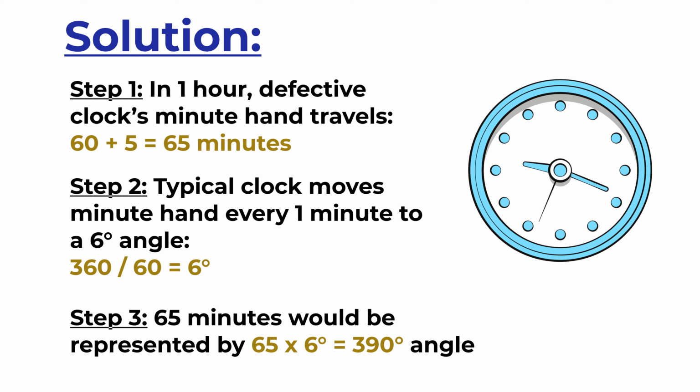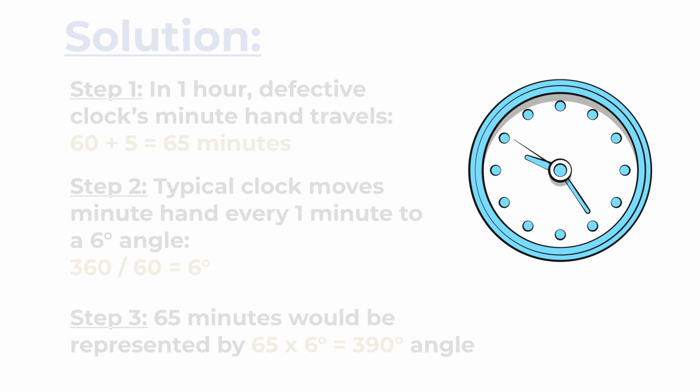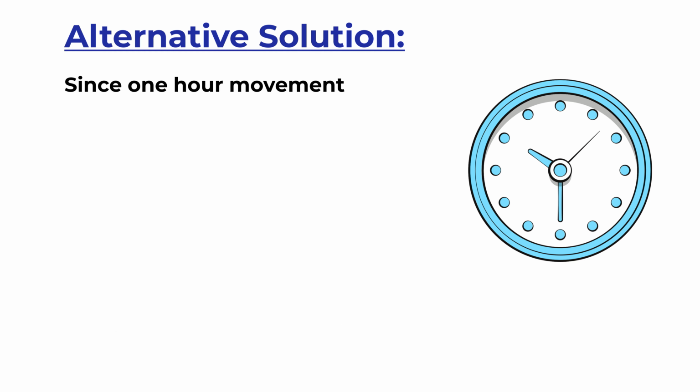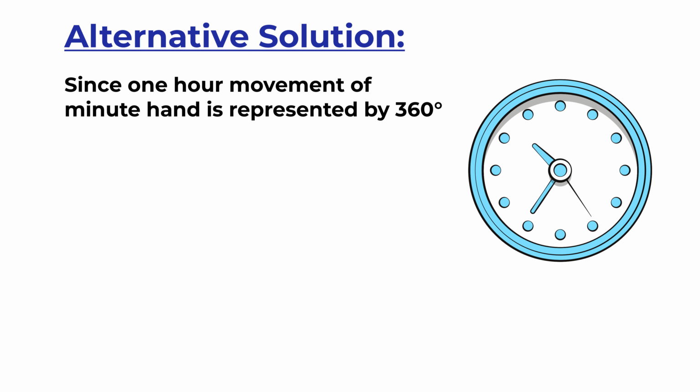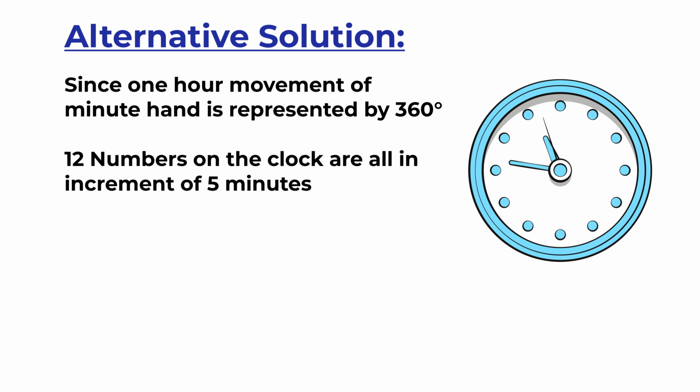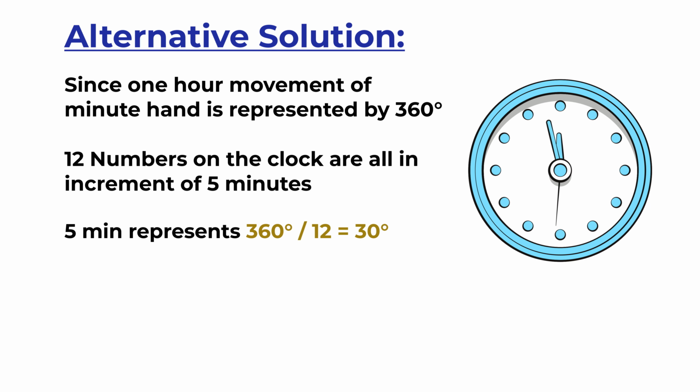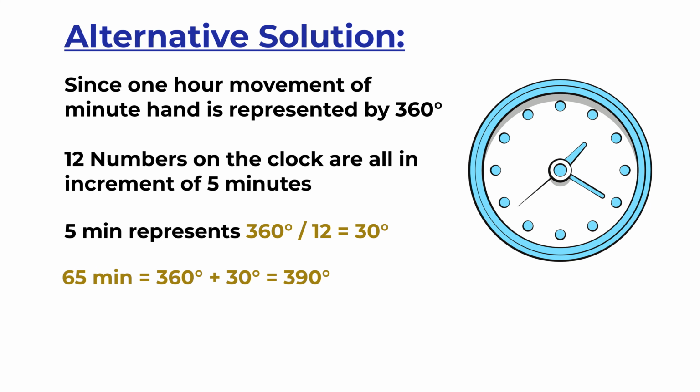angle. Obviously, as with a lot of problems, there is an alternative way to solve it. Since 1 hour of movement of the minute hand is represented by 360 degrees, we can look at the 12 numbers on the clock, and each number on the clock is an increment of 5 minutes. 5 minutes is represented by a 30-degree angle, which is calculated as 360 degrees divided by 12 numbers, which equals 30 degrees. So 65 minutes would be represented by 360 degrees for the full circle plus 30 degrees for the extra 5 minutes, which would be a 390-degree angle.